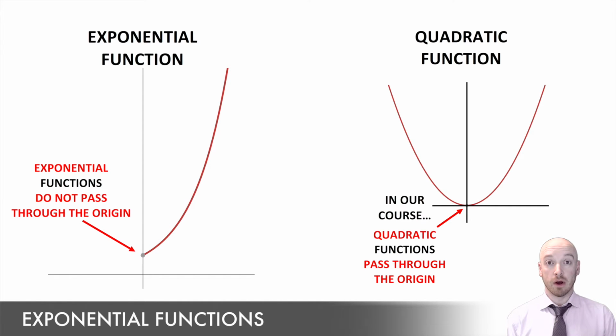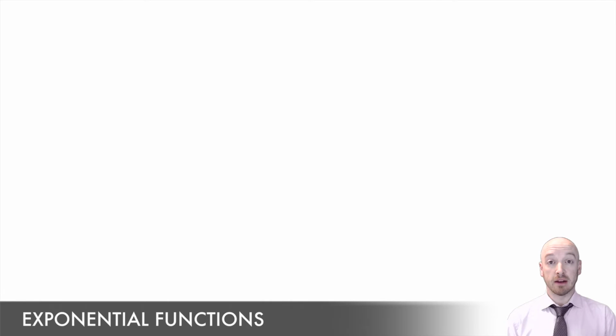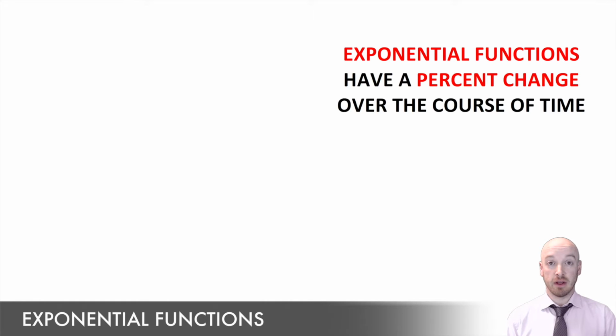Now, usually, though, we're not going to see these exponential functions on a graph. More often, we're going to see them in word problems on a test or an exam. Now, we can identify functions as being exponential if they have a percentage change of a value over the course of time. So what we're looking for is that as time passes, a value is changing by a certain percentage.